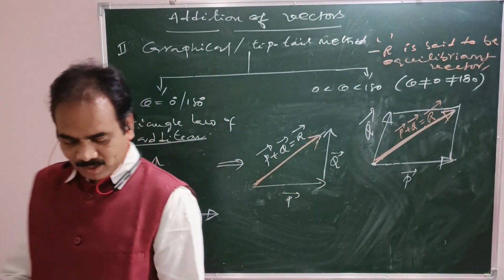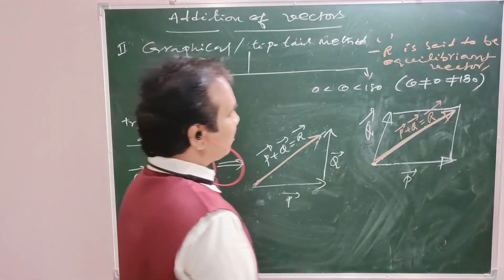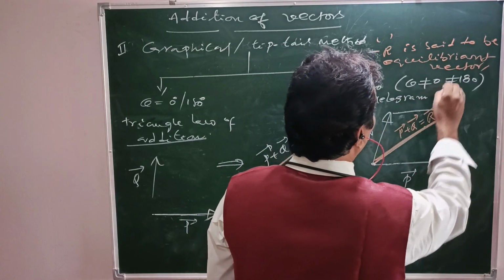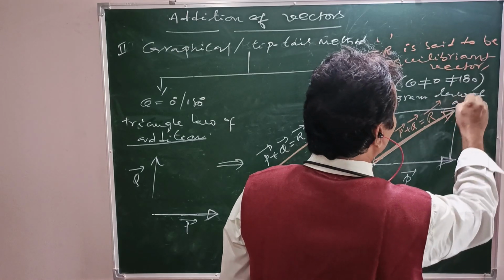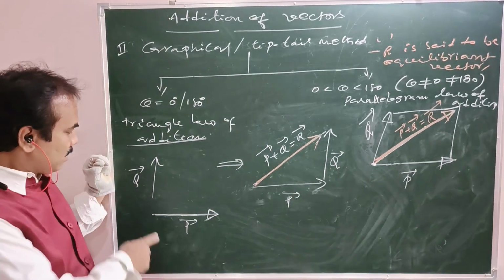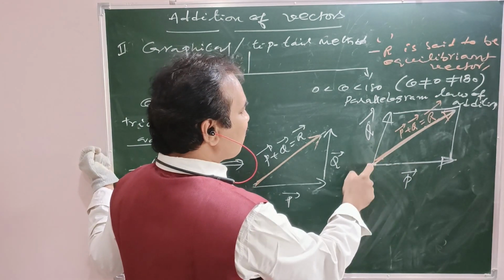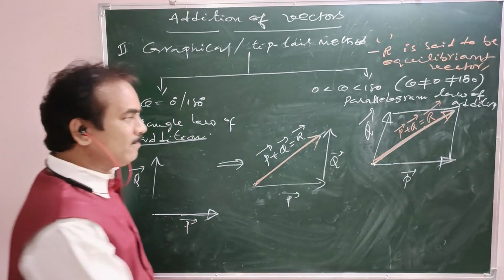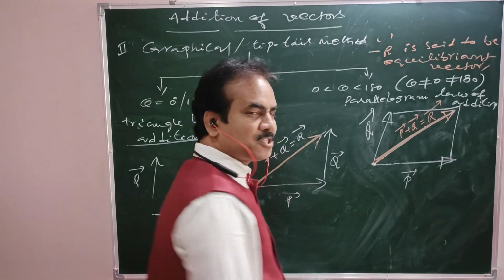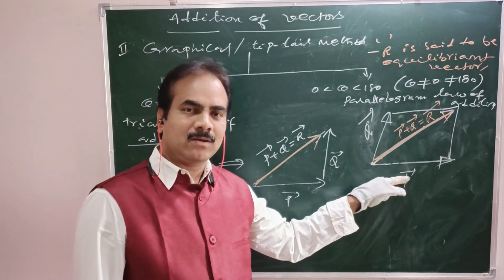Okay. Once again, what is the statement of the parallelogram law of addition? If the given vectors are taken as the adjacent sides of a parallelogram drawn from the same point, such that their tails are meeting, then the diagonal drawn from the same common point is the resultant of the given two vectors, both in magnitude and direction. So the diagonal itself is the resultant of the given vectors.